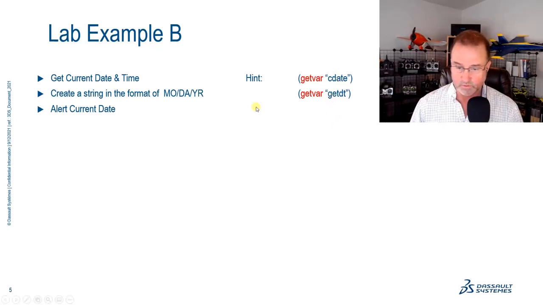This is another one of those small tips: if you're writing an application that has to run in multiple platforms, multiple applications, you might want to use cdate instead of the getDT getVar variable.